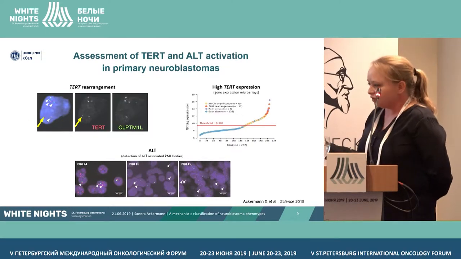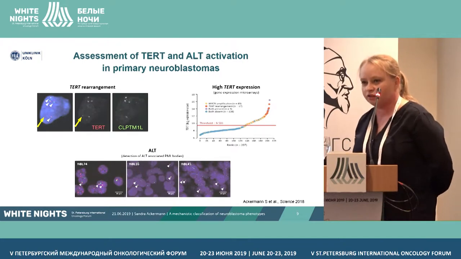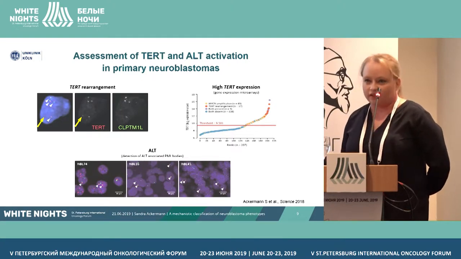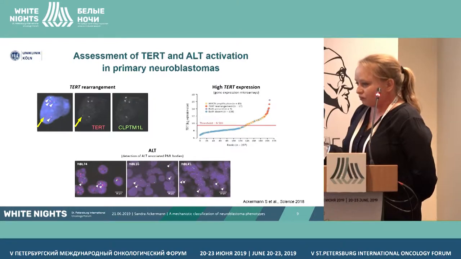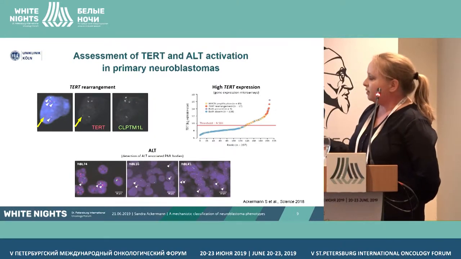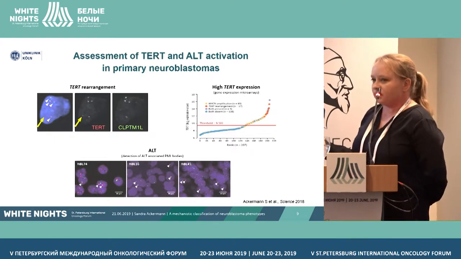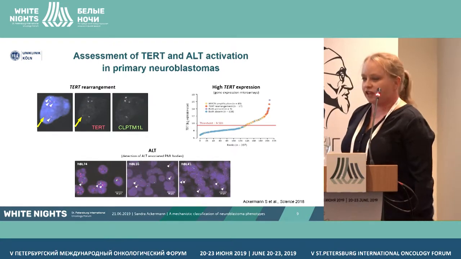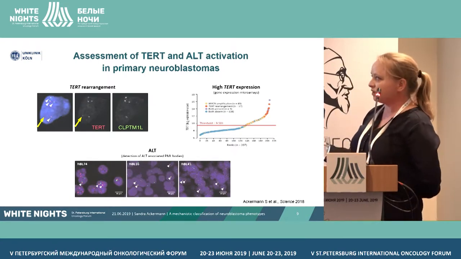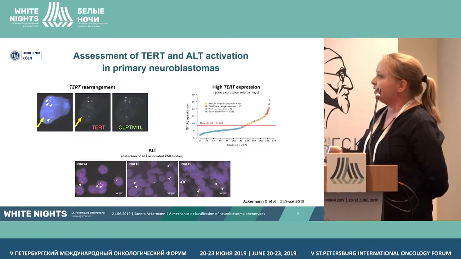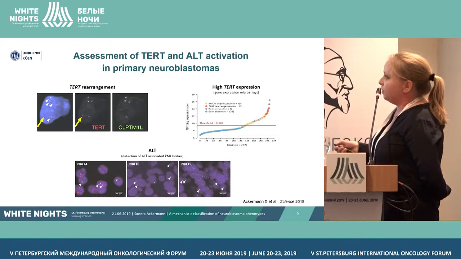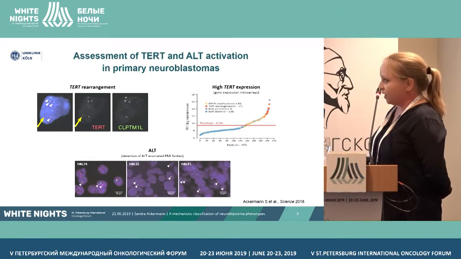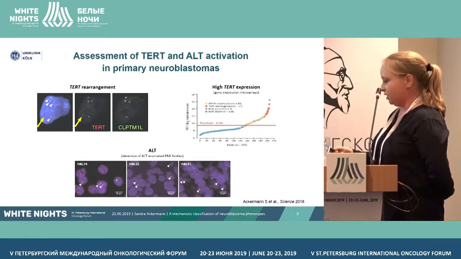From this analysis, we thought maybe this has something to do with our first paper with the telomere maintenance analysis. So we had a look at non-high-risk patients' tumors with mutations, and we did some telomere maintenance analysis, which means in our case, we check MYCN amplification first and then add three analyses. So check for TERT rearrangements, as I showed you in the first slides, check for high TERT expression, and also non-telomerase dependent mechanism, alternative lengthening of telomeres.